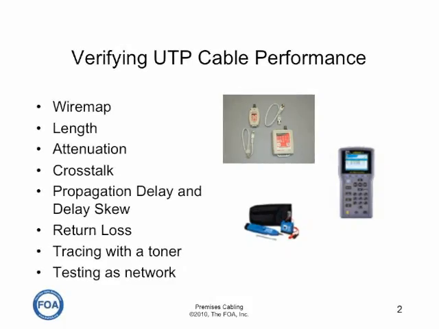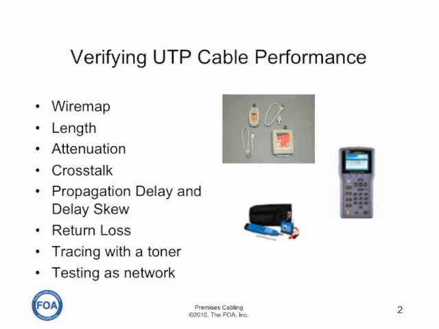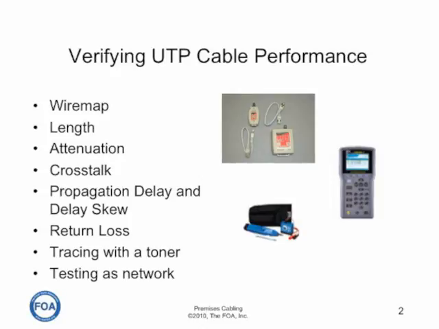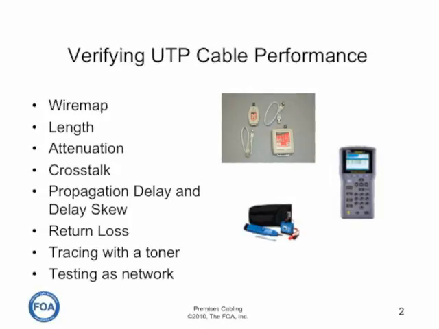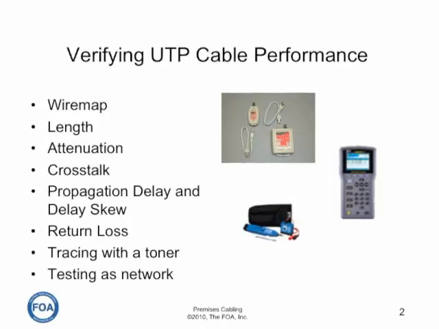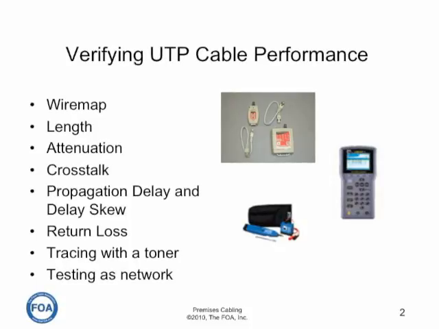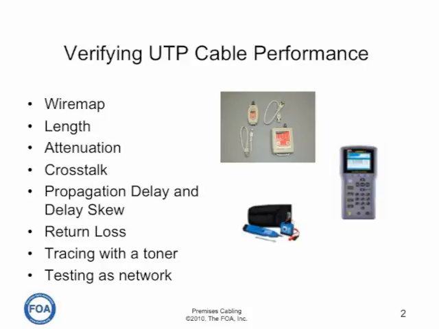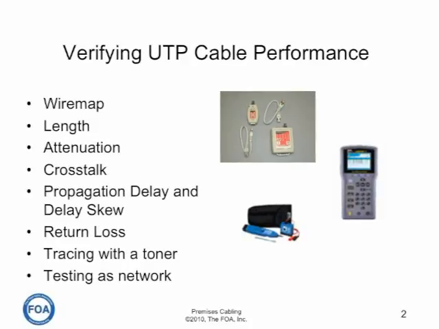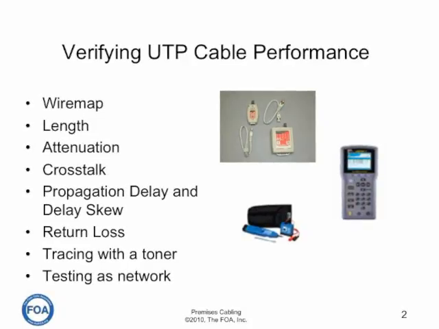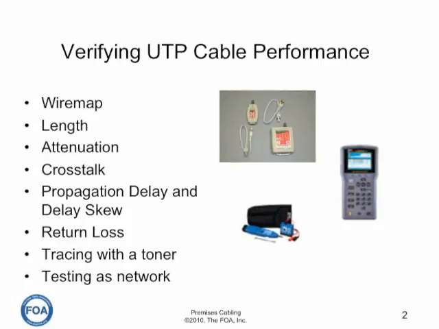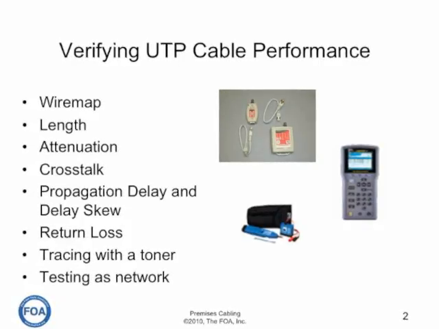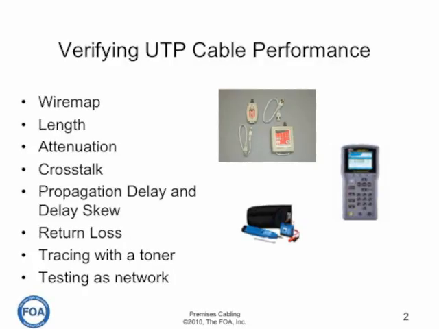There are numerous tests that can be made on an installed UTP cable plant. Some of them are quite obvious, like wire mapping to make sure the connections are correct, and the length of the cable to make sure it's within the specified length of the standard. Then there's a whole bunch of performance type specifications that require specialized testing. There's also a number of testers that are used to make these tests. So we'll look at the testers and the tests to make sure that you understand them all.